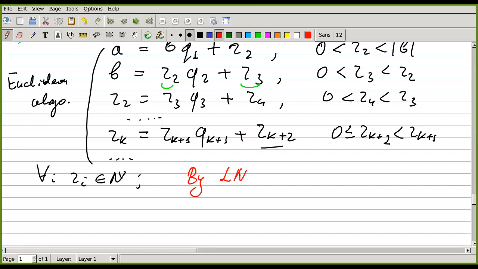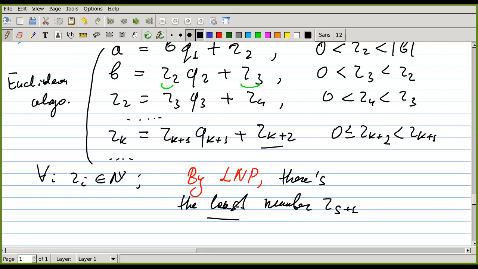By the least number principle, LNP, there is the least number r_{s+1} among r2, r3, r4, and so on. There is the least possible remainder. You know, every run of this algorithm generates some set of remainders. Do you agree?